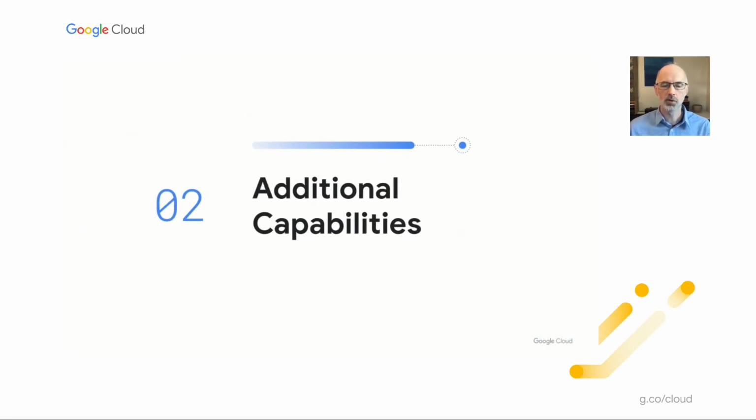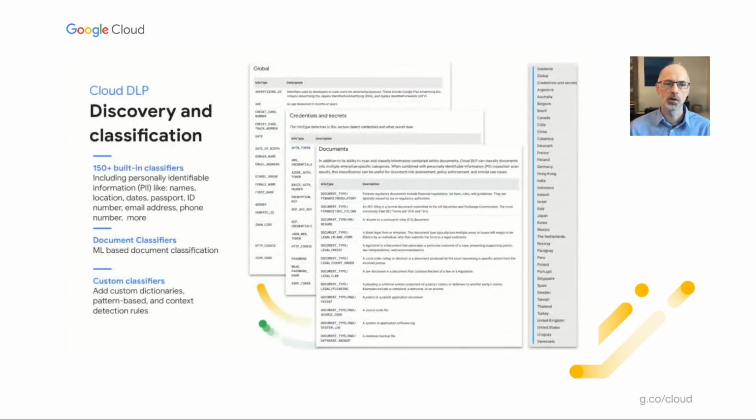So we've seen some of these tools in action. Now let's dive a little bit deeper into some of the capabilities. We talked about our cloud DLP or data loss prevention platform. One of the core capabilities of this platform is to be able to discover and classify sensitive data. What that means is that you can leverage over 150 built-in classifiers to look for things like personally identifiable information or PII, as well as things like credentials and secrets, or even classify documents as sensitive. This can also be customized to meet your company's needs or your workload needs.